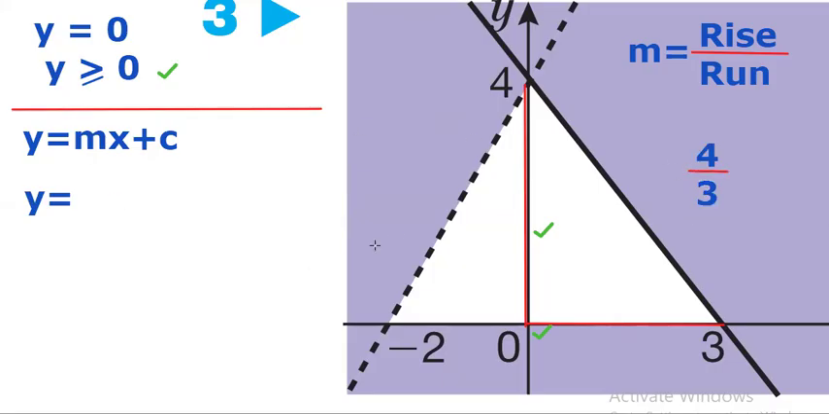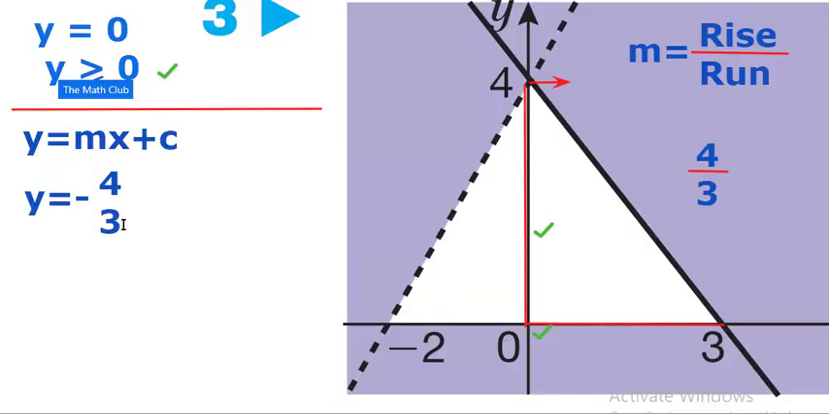Now, we want to know if the gradient is positive or negative. We start from the y-intercept. We go one positive x, and we look at the line. The line is under the arrow that we have. This means that the gradient is negative. So when we write the equation again, we will write it with a negative gradient. So negative 4 over 3.